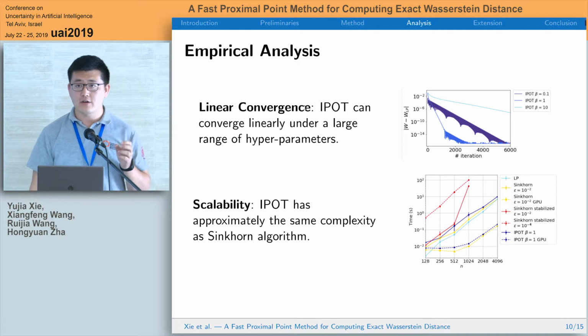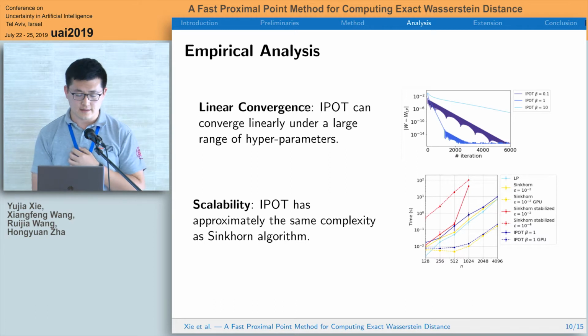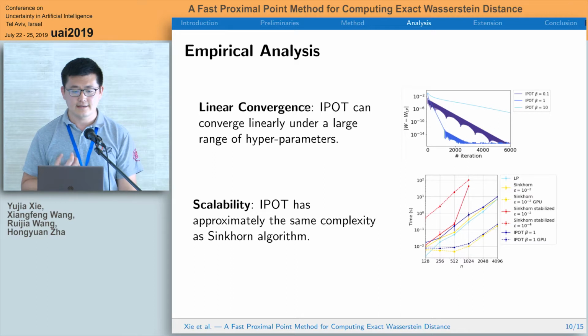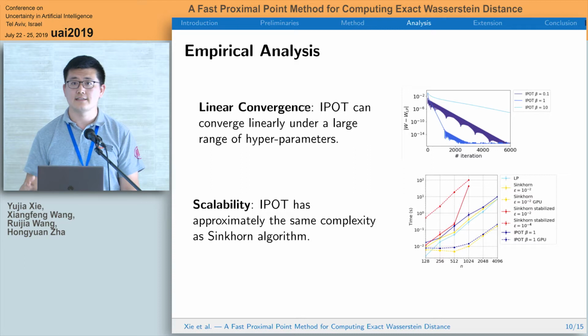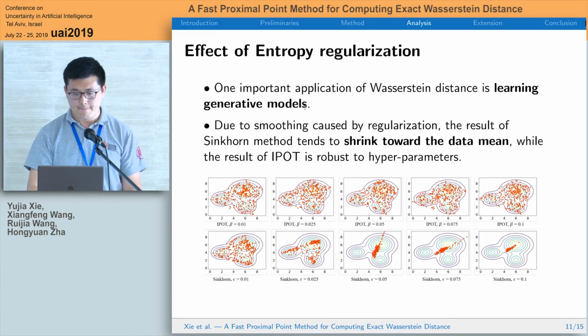Okay, some empirical analysis of our algorithm, the IPOT method. The first analysis shows the linear convergence of the IPOT method. Usually the IPOT can converge linearly over a very large range of hyperparameters. It's not that sensitive to the parameter beta. The other analysis is about scalability. The IPOT method has approximately the same complexity as the Sinkhorn algorithm. However, we compute the exact Wasserstein distance, not a perturbed one.